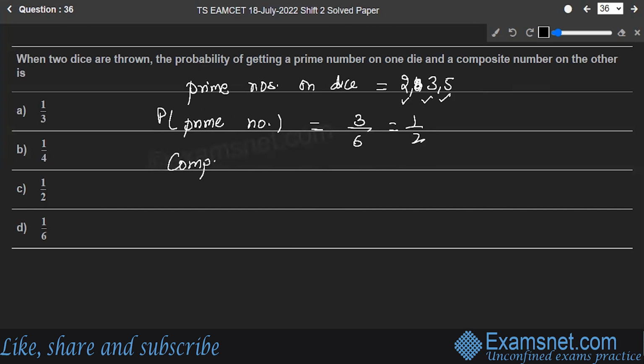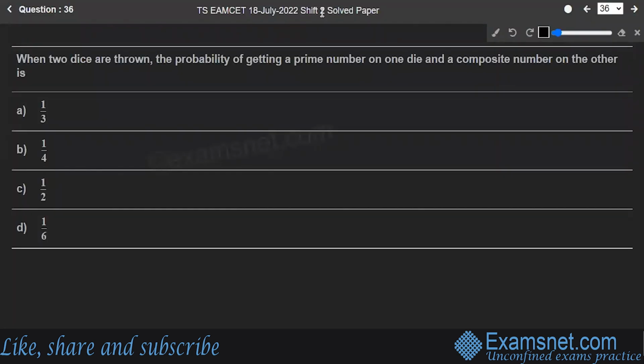Similarly, the composite numbers are 1, 4, and 6. Question number 36. When two dice are thrown, the probability of getting a prime number on one dice and a composite number on another one is. So what are the prime numbers on the dice? They are 2, 3, 5. And the probability of getting a prime number on the dice is 3 by 6, that means this is 1 by 2.